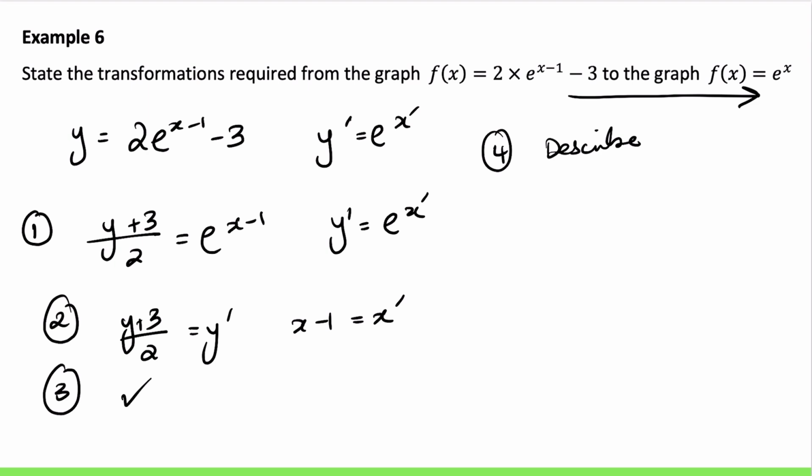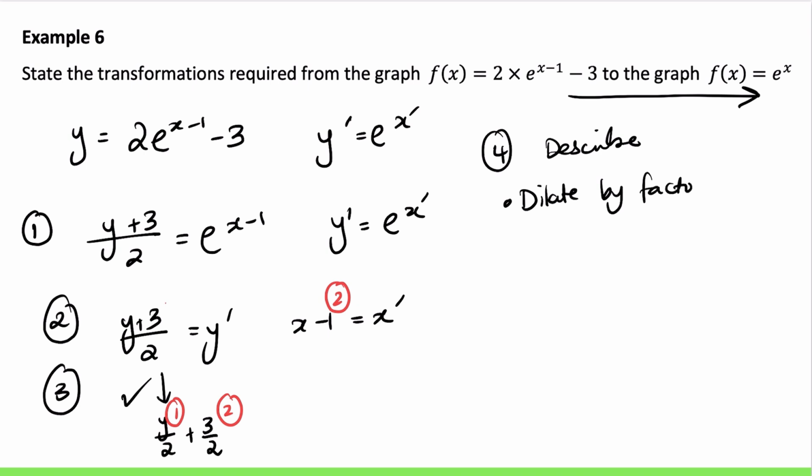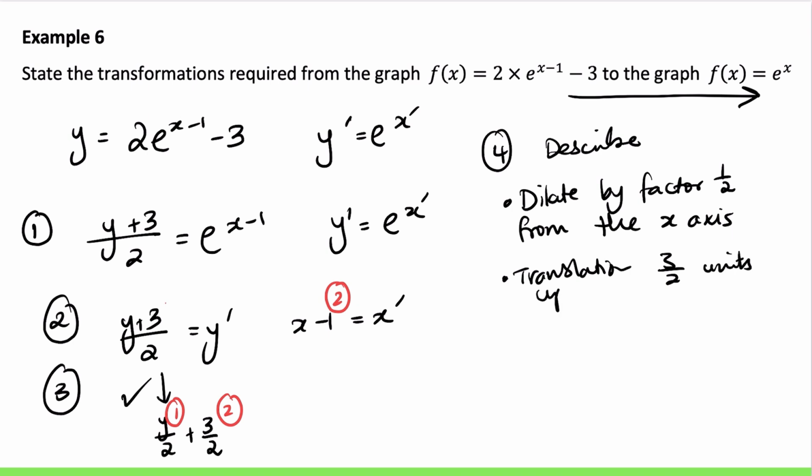So we can see again in order. If you want to do DRT, you just need to separate this fraction here, which I might do just for the sake of keeping the order. All right, so we'll have a dilation, and then we've got a translation. So we'll dilate by a factor of 1/2 from, because it's the y values that we're affecting, the x-axis. And then we've got a translation of 3 on 2 units up and 1 unit to the left.